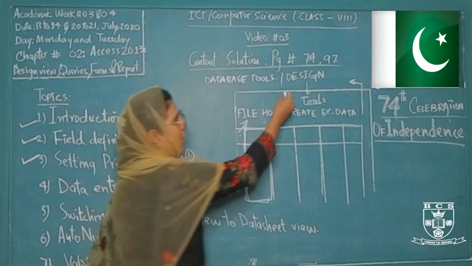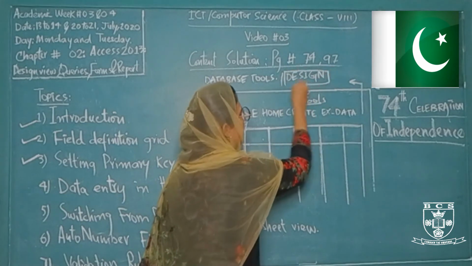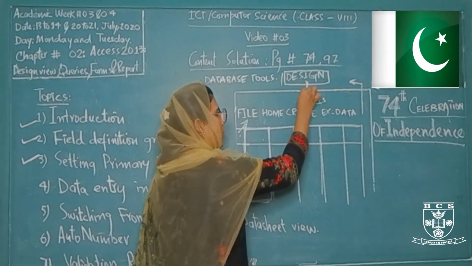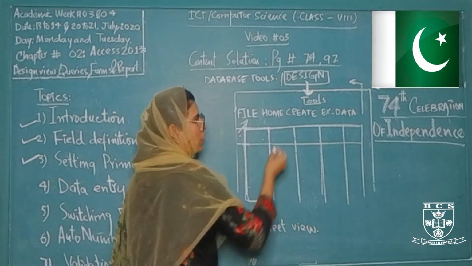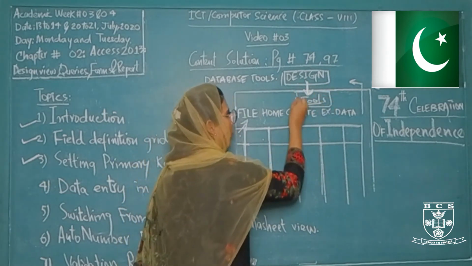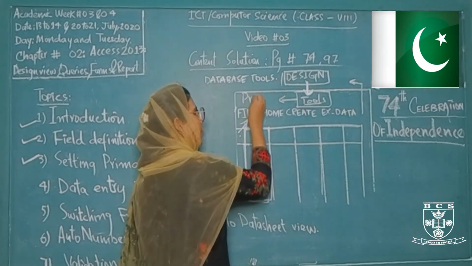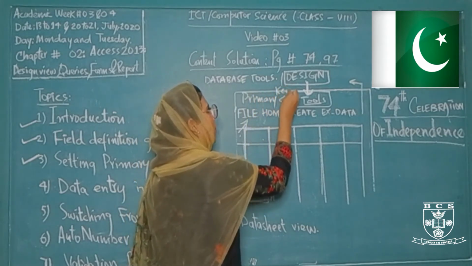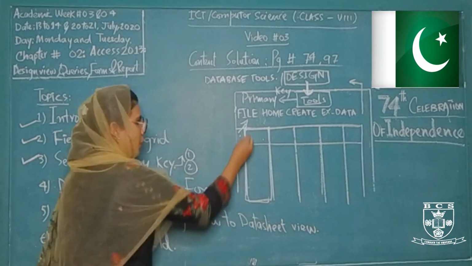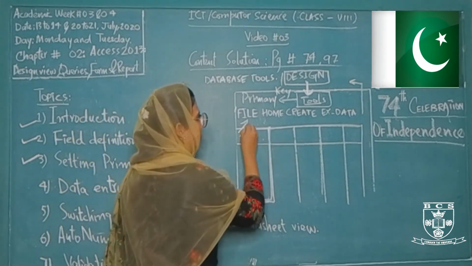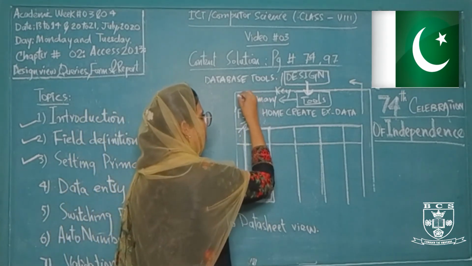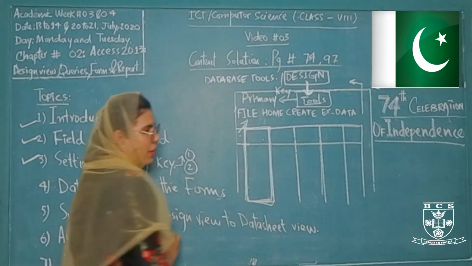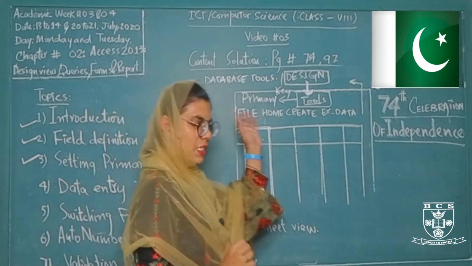Now from the design tab, this is our design tab, there is a group of tools, means the tools option. In this tools option, we have an option that is primary key. So as I click this option primary key, the field that I have selected in step 1 will be set as our primary key. That was method number 1, by using the design tab.